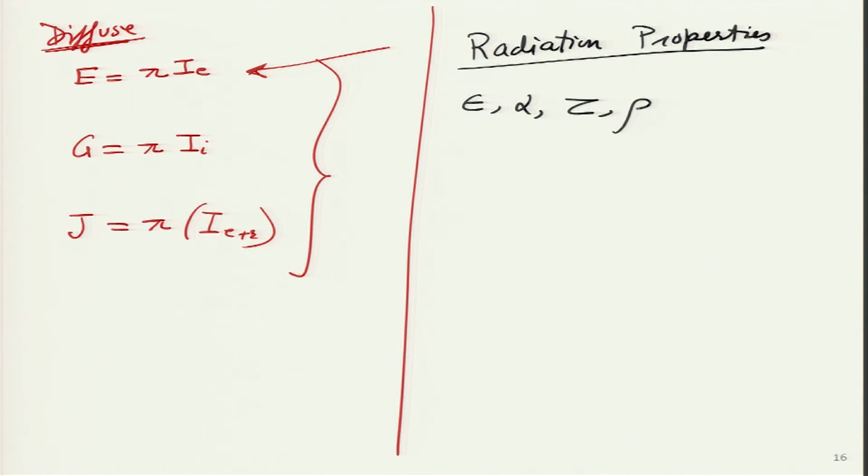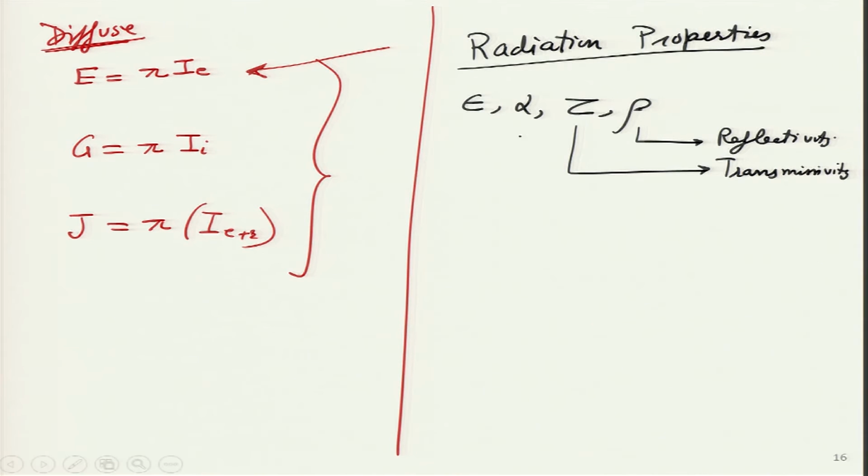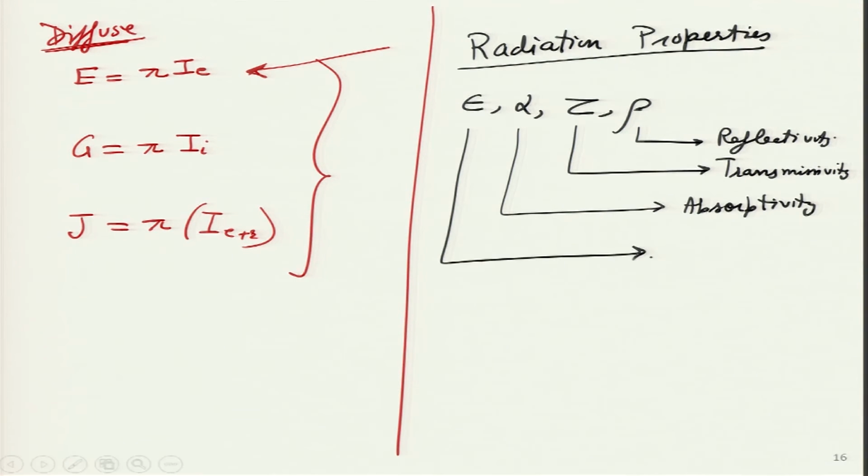We will use these Greek symbols. So, rho is usually defined for reflectivity, tau is defined for transmissivity, alpha of course is for absorptivity, and emissivity is given by epsilon.